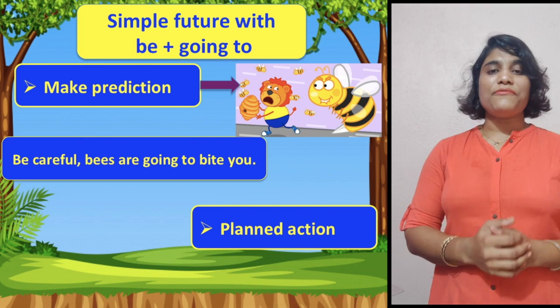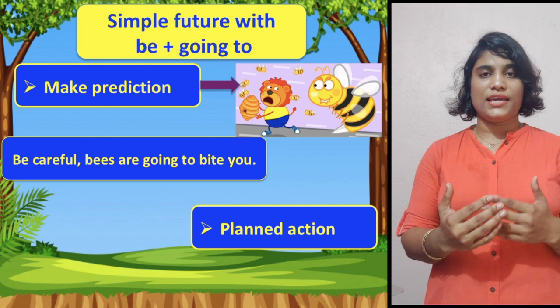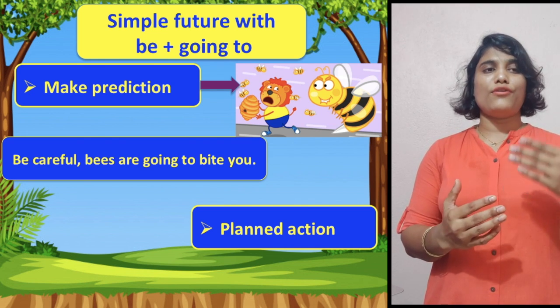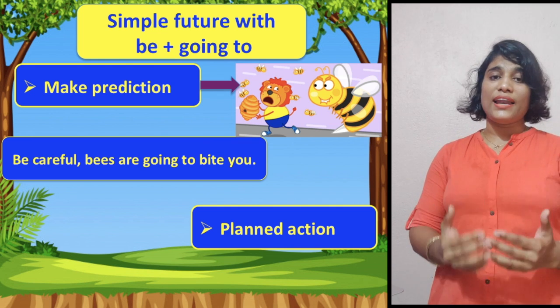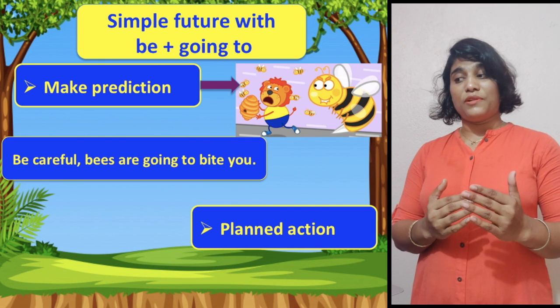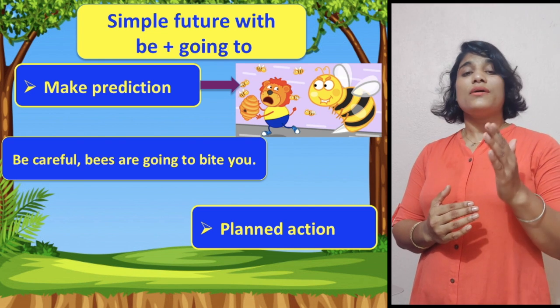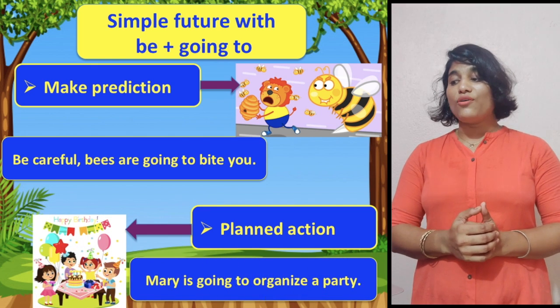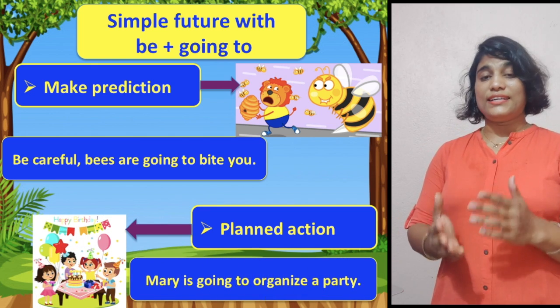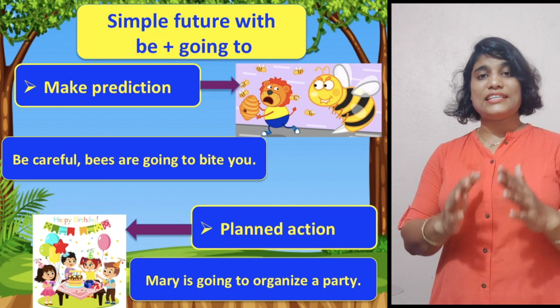Similarly, if you have a planned action, if you have a plan for your near future or you have planned to do something, you may use the simple future with the help of be and going to. Here, Mary is going to organize a party. It is the plan of Mary. It is pre-planned.